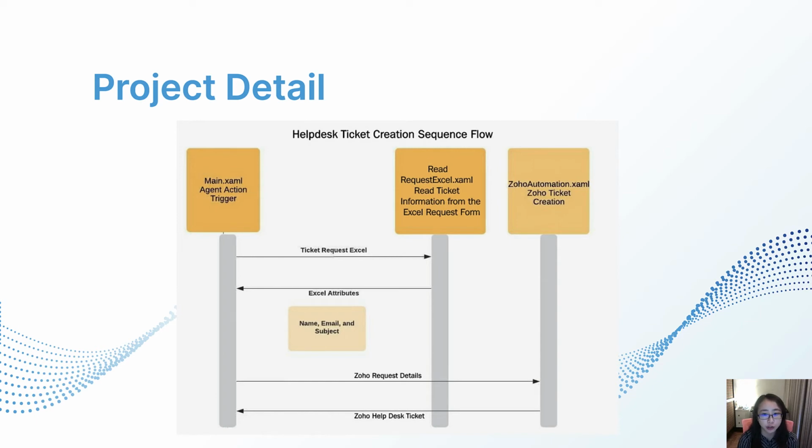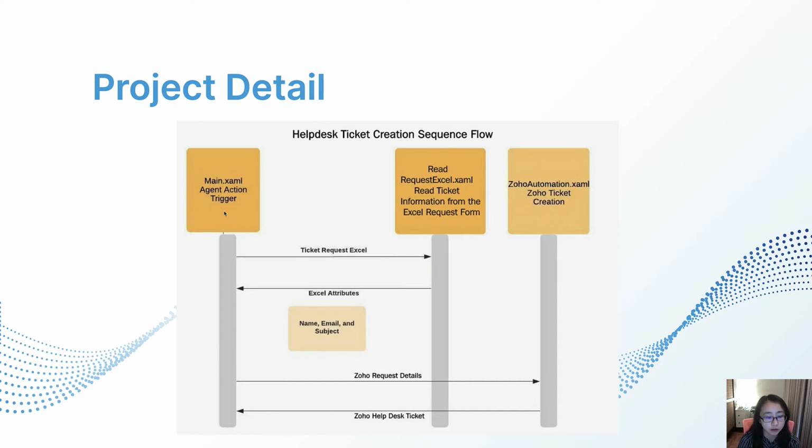So if we look at more details about the project, in this project, we will actually have 3 workflows. So the main workflow is what we use to trigger the automation and orchestrate other activities, including reading the data from Excel and creating the request ticket from Zoho. So when we have different workflows, as we learned before, we are going to use arguments to transmit data between different workflows. So here, similarly, we are going to use arguments.